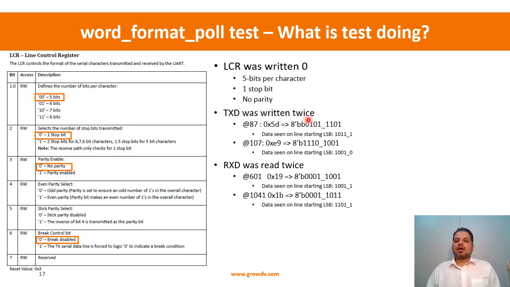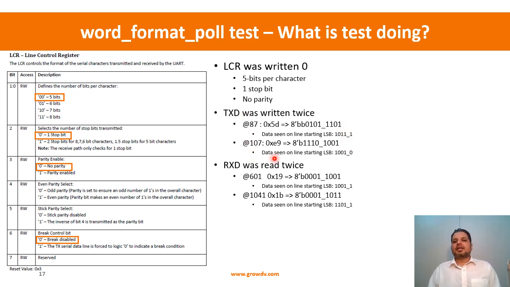Then we saw that TXD was written twice. TXD was first written at timestamp 87 with the value 5D. If I decode that 5D, the higher nibble is 0101 and the lower nibble is 1101 for D. Generally the transmission starts from the LSB of the byte. So on the serial line, it will start from the LSB, so it will be 1011 and 1, because we are only transmitting 5 bits, right? Starting from the LSB, this is what we are expecting to see.